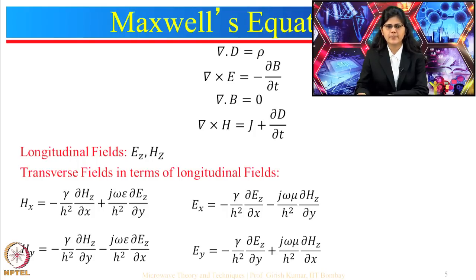In general, in waveguides we consider the direction of propagation in Z direction, and the fields present in the direction of propagation are called longitudinal fields. So the longitudinal fields will be EZ and HZ, and the fields which are perpendicular or transverse to the direction of propagation are called transverse fields. So transverse fields will be HX, HY, EX and EY.